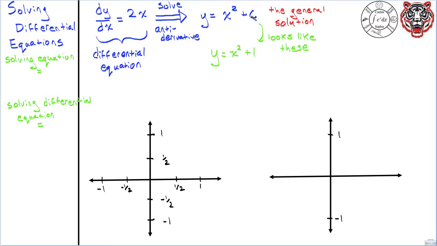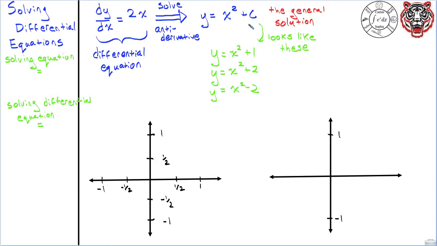Remember, c is just a constant. It could look like y equals, I don't know, make your own, x squared plus 2, x squared plus 0, which is just x squared. It could equal, I don't know, something random, y equals x squared minus 2. C could be a negative. These are what this general solution represents. It represents an infinite number of these equations, which is kind of nice about it.